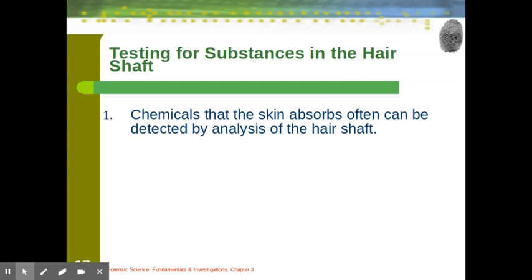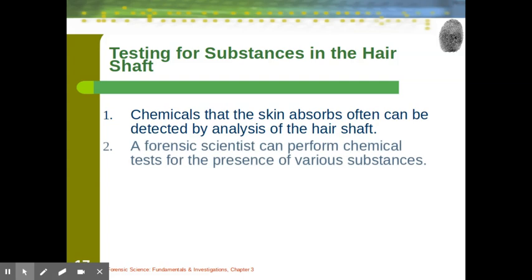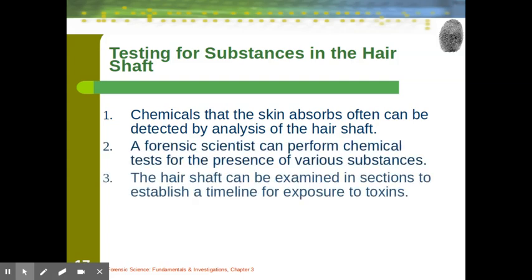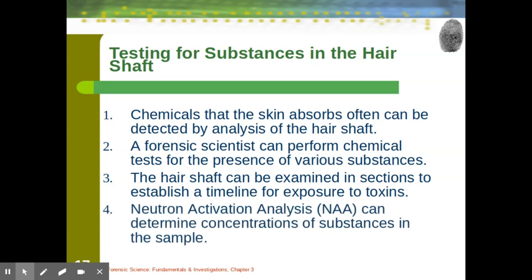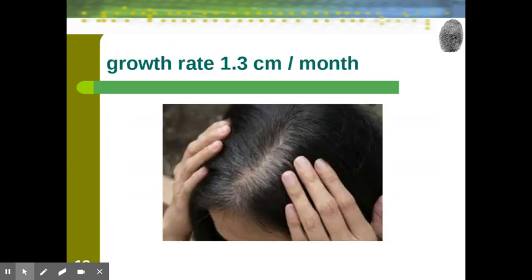So we can also test the hair for substances. So again, the chemicals that are in your skin are being absorbed by the hair too. That blood that's feeding it, if there's any toxins in there, it's going to go into the hair as well. So forensic scientists, we might perform chemical tests to try and figure out, were there any toxins, any drugs, and establish a timeline for any exposure to things. And then, of course, you've got neutron activation analysis, which can determine concentrations of substances in the sample.